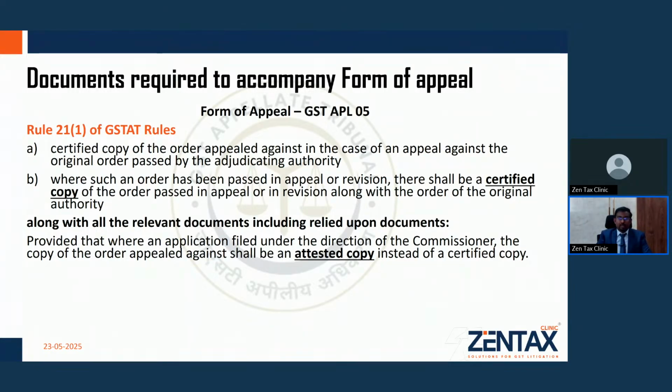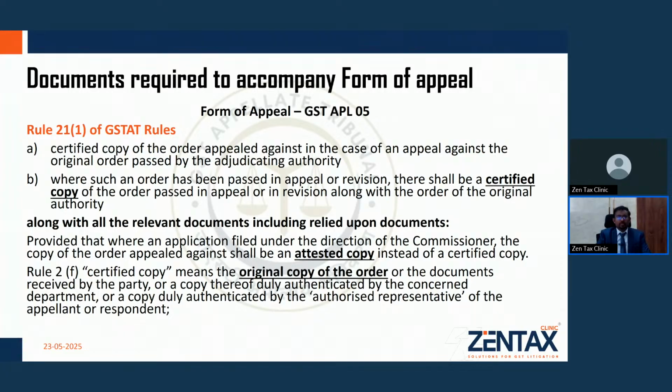Now, the question comes, what is the difference between a certified copy and an attested copy? If the department is going to file an appeal, they will give an attested copy. But if the taxpayer has to file an appeal, it has to be a certified copy. So what exactly is a certified copy, and who has to certify it as a certified copy?